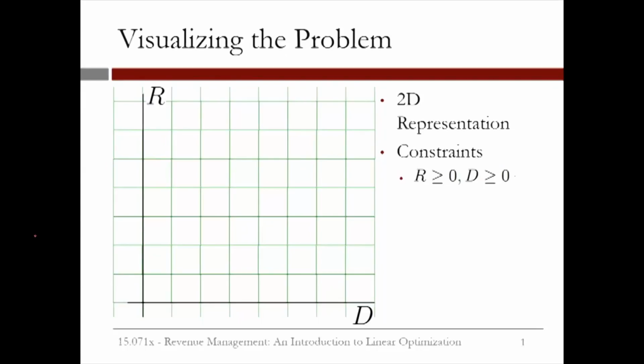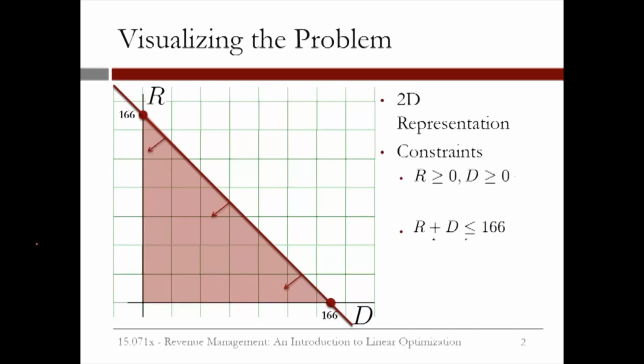So we saw in the previous video how we can solve linear optimization problems in LibreOffice. Let's now try to get some intuition for what's going on by visualizing our problem. Since we only have two decisions, R and D, we can visualize our constraints in two dimensions. We'll plot D on the x-axis and R on the y-axis. We first have non-negativity constraints, so R and D are both greater than 0.